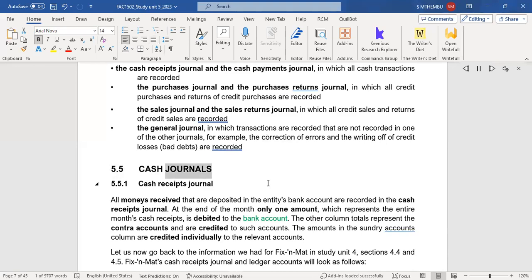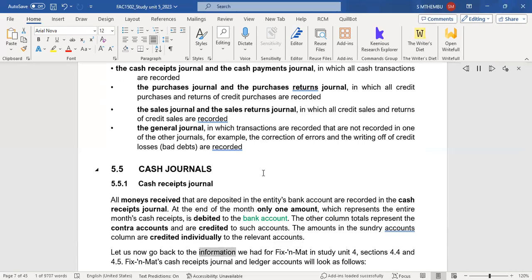5.5 Cash journals. 5.5.1 Cash receipts journal. All monies received that are deposited in the entity's bank account are recorded in the cash receipts journal. At the end of the month, only one amount, which represents the entire month's cash receipts, is debited to the bank account. The other column totals represent the contra accounts and are credited to such accounts. The amounts in a sundry accounts column are credited individually to the relevant accounts.